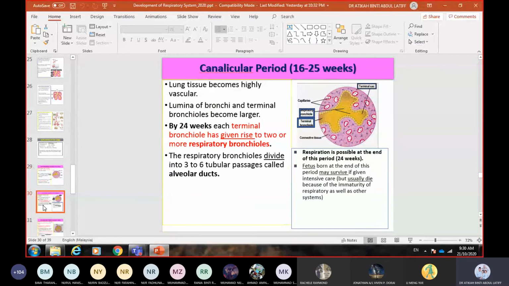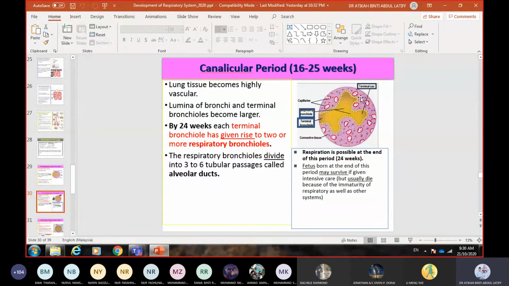Okay, so the canalicular period is where the lung tissue becomes more vascular, so more capillaries inside. This pink, rounded structure is the capillaries. The lumina of the bronchi and terminal bronchioles become larger. All this becomes larger, and by 24 weeks, the terminal bronchiole has given rise to 2 or more respiratory bronchioles. So they will develop respiratory bronchioles.